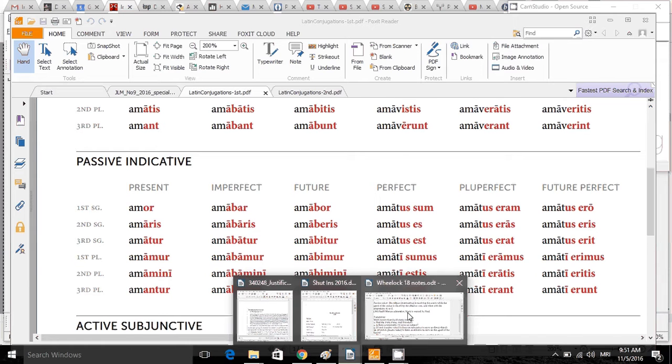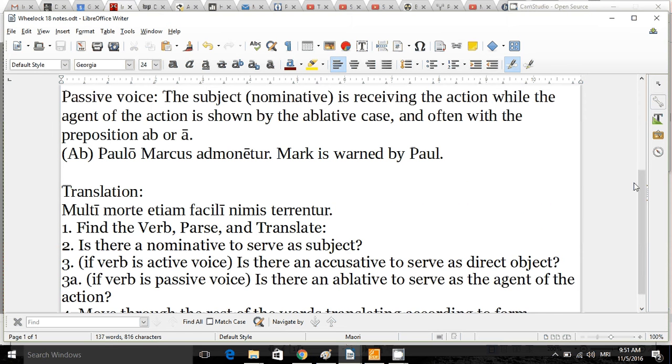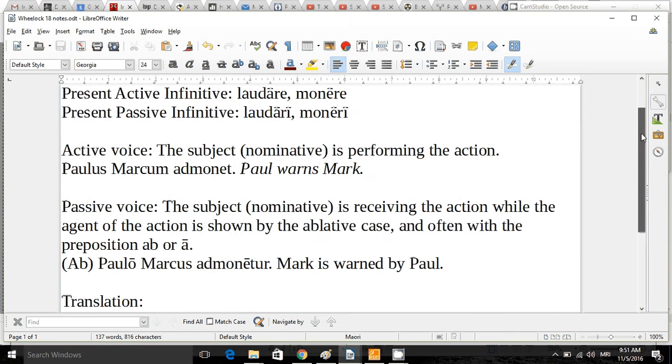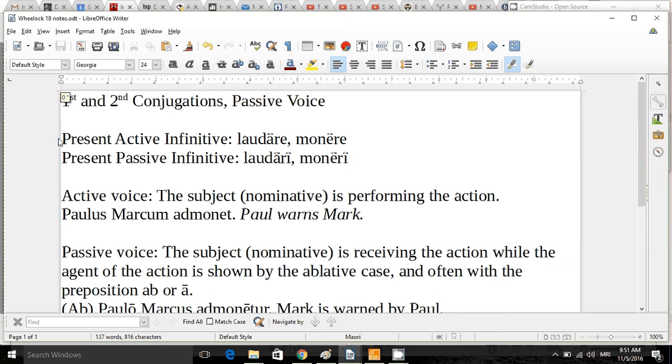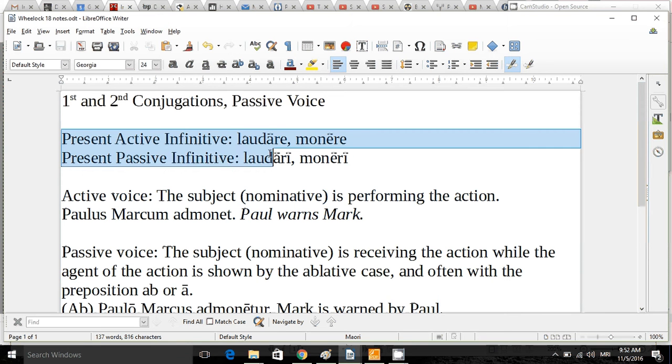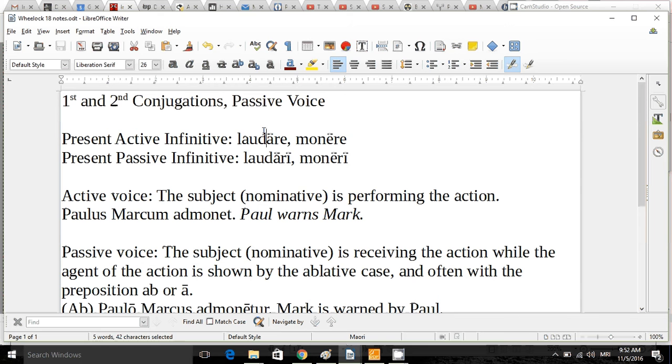We've got one more, which is the infinitives. So the active infinitive, laudare, means to praise. Monere means to warn. So laudari, now here's my passive infinitive, means to be praised, and moneri means to be warned.